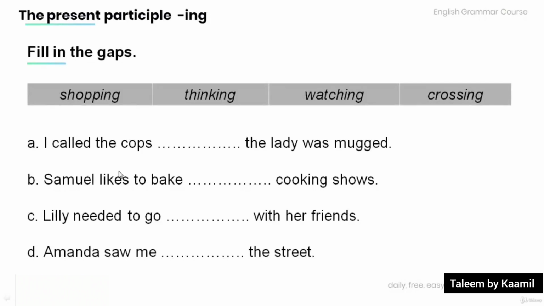And now, it's time for you to practice on your own. Read the following sentences and fill in the gaps with shopping, thinking, watching, or crossing.